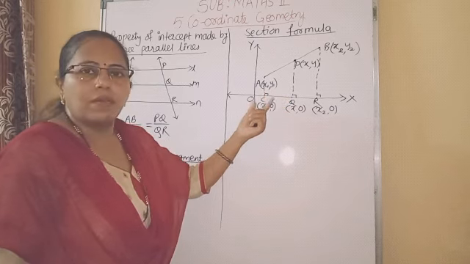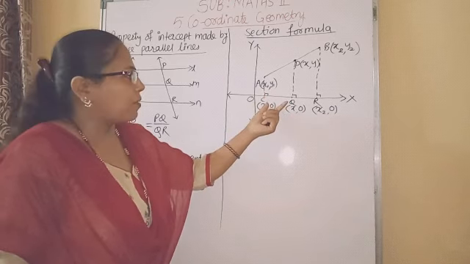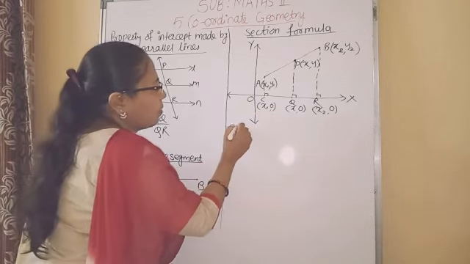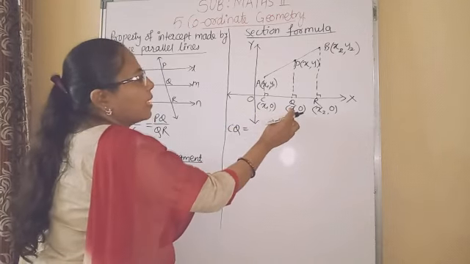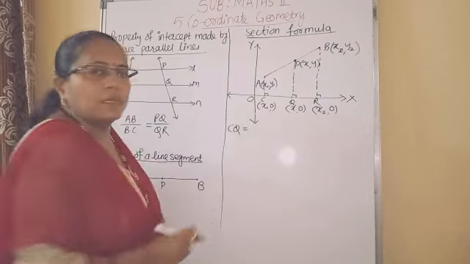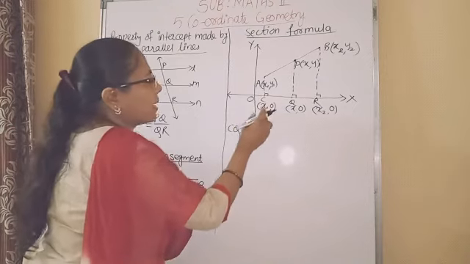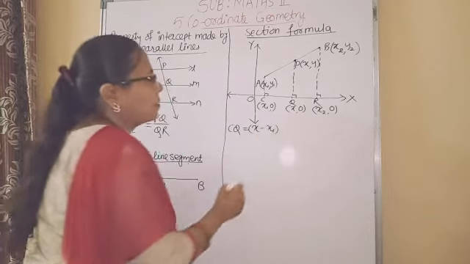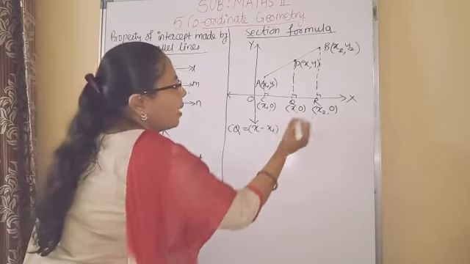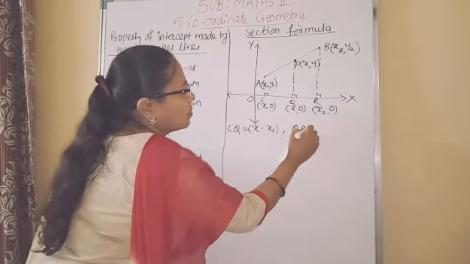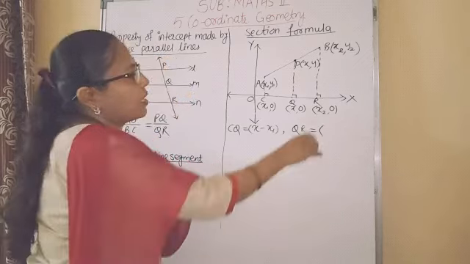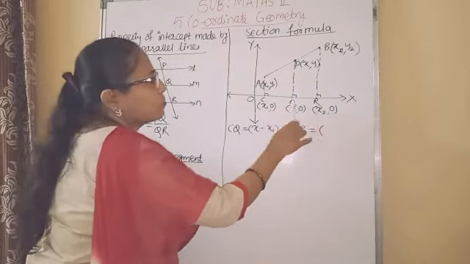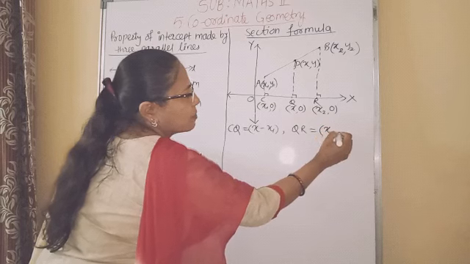Now, again using the distance formula, we studied how to find the distance between two points when they are on the axis. Now, they are on the x-axis. So CQ distance we can find using the formula greater coordinate minus smaller coordinate. So x minus x1. Then QR distance we will find using the same formula. Here x2 coordinate is greater and x is smaller. So x2 minus x.